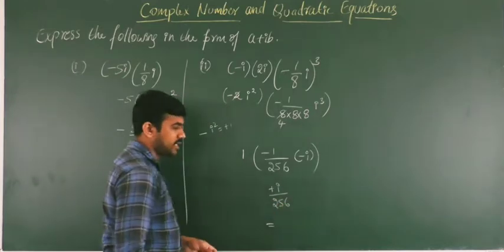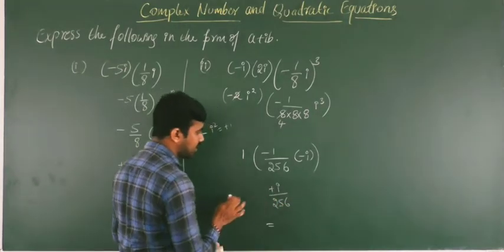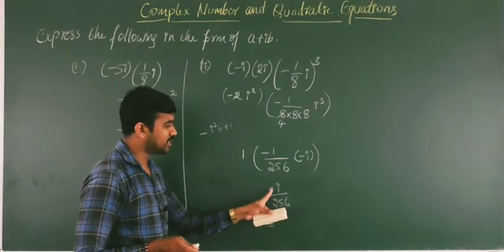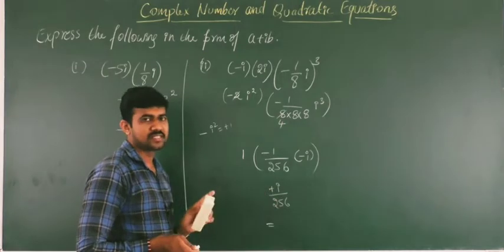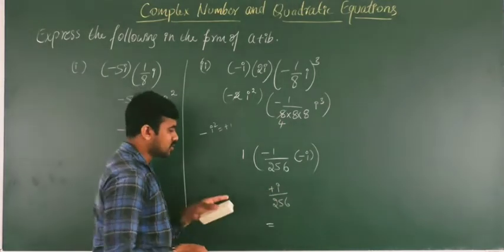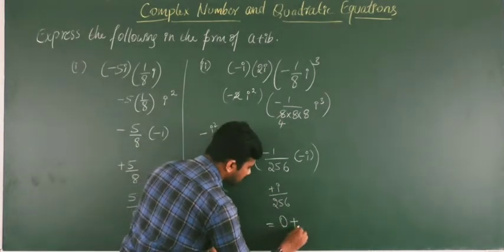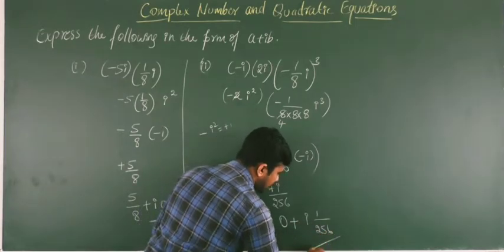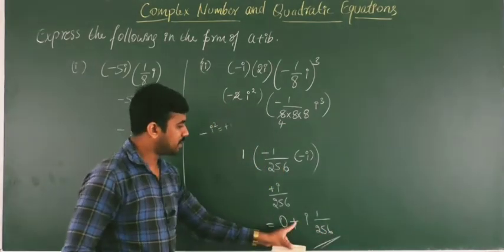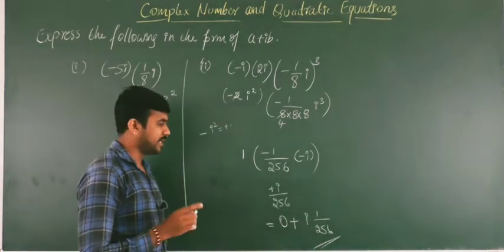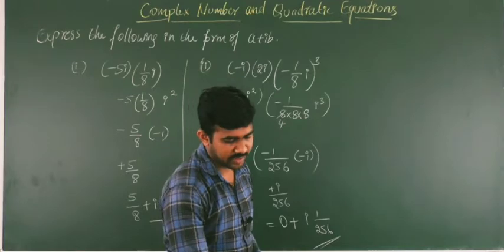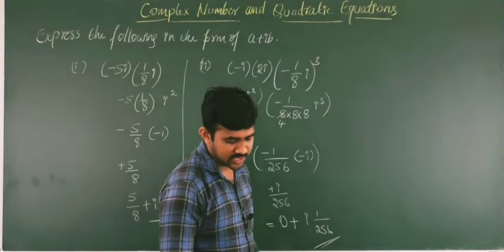This can be written in the form: here you can observe there is no real part, only the imaginary part, that is 1 by 256 is the coefficient of i. So it can be written in the form 0 plus i into 1 divided by 256. Now clearly it is in the form a plus i into b. Like this you have to solve the question. Now what is the next question?